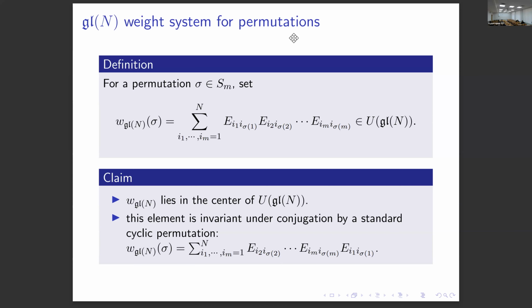And I claim first that this W_GLN of sigma lies in the center of the universal enveloping algebra. Next, this element is invariant under conjugation by the standard cyclic permutation, which means that instead of 1, 2, 3, ..., n, it's 2, 3, 4, ..., n, 1. So we just move the first element to the end. We get E_{i2,i_sigma2}, E_{i3,i_sigma3}, and E_{i1,i_sigma1}.